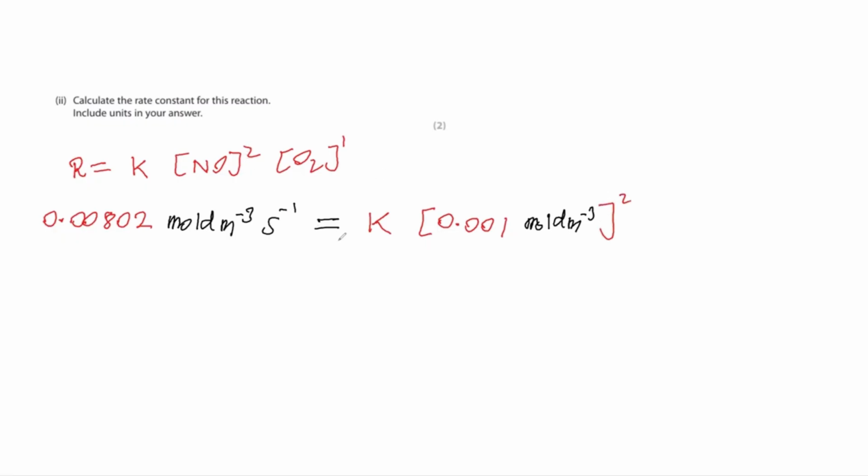The order with respect to nitrogen monoxide concentration is 2, times concentration of O2, 0.001 moles per cubic decimeter to the power 1. Okay, now we have to find the rate constant. So we'll make the rate constant the subject. If I take the rate constant as subject, you have to take all these values to the other side.